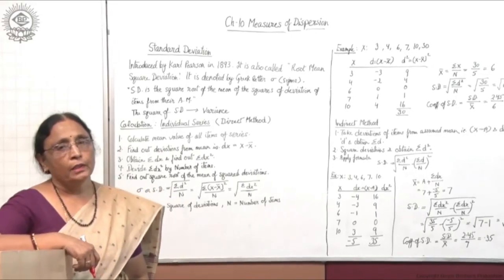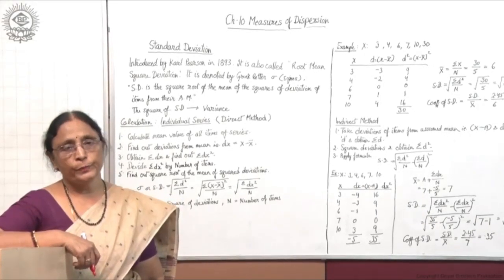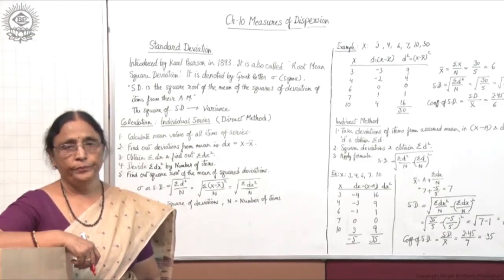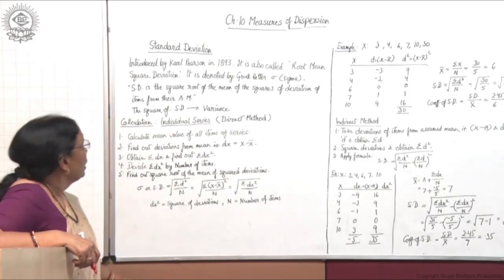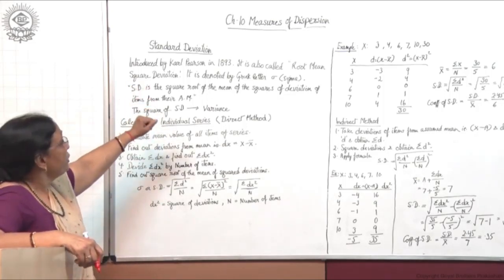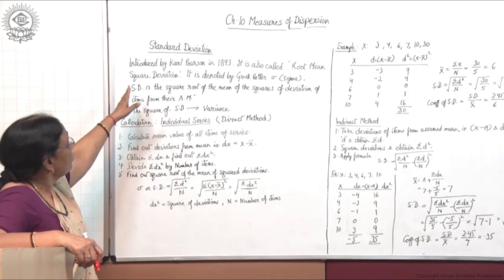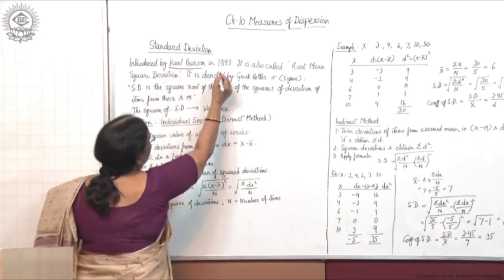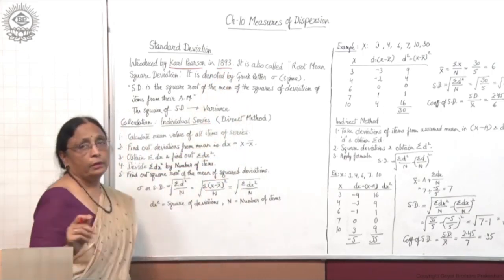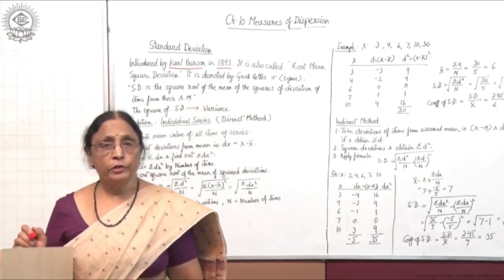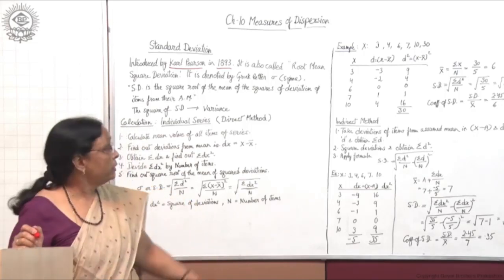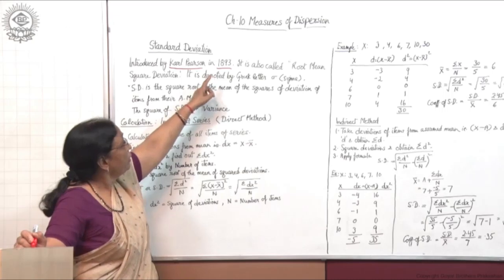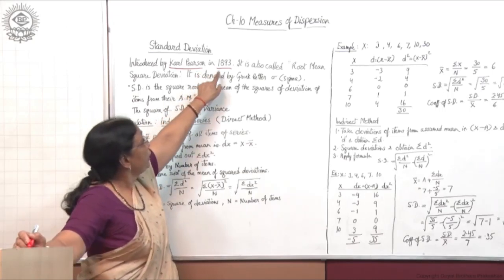Children, today we will learn another measure of dispersion which is known as standard deviation. Now, what is standard deviation? Standard deviation was introduced by Carl Pearson in 1893. He was the economist, Carl Pearson, and he introduced this concept of standard deviation. And when did he introduce it?